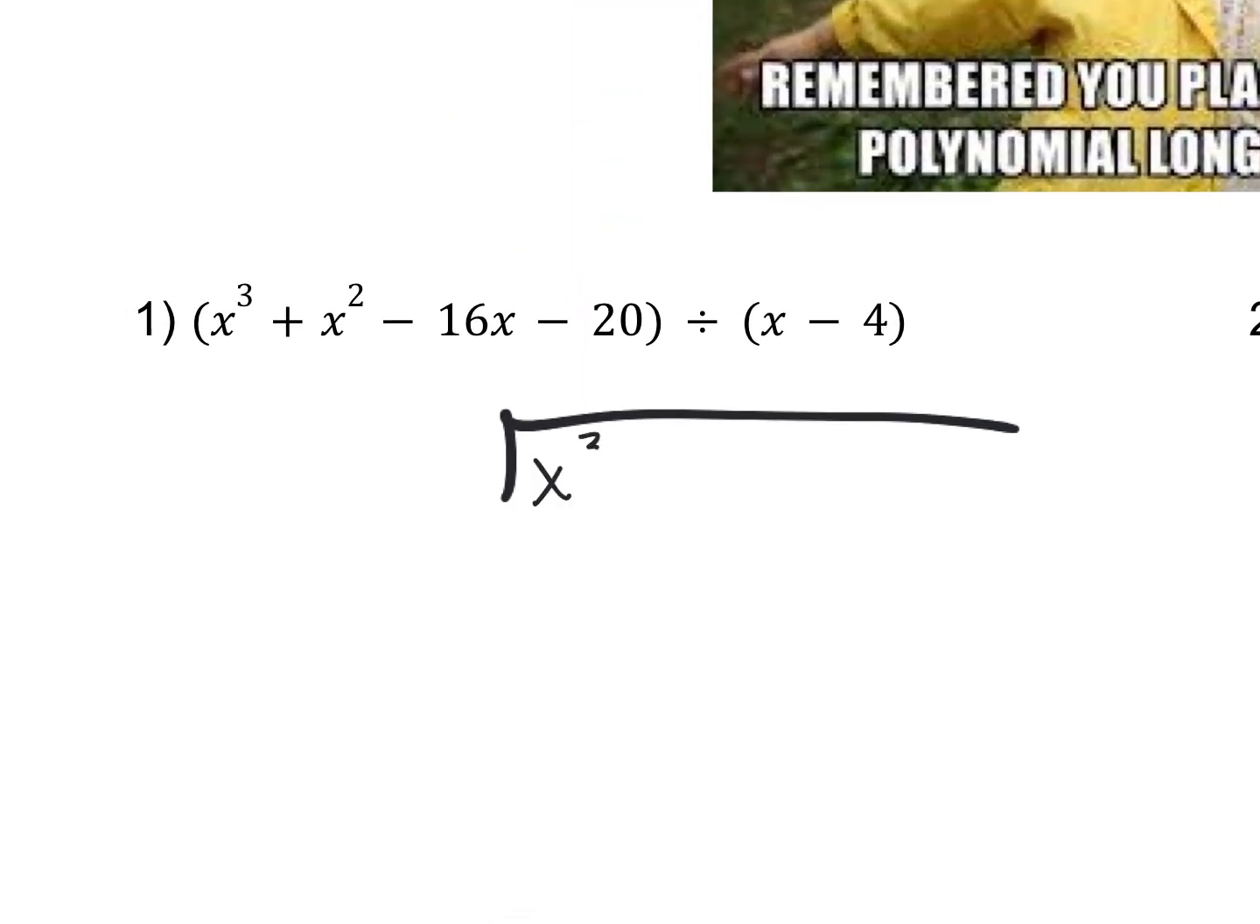Okay, so we've got x cubed plus x squared minus 16x minus 20 in this first one, and x minus 4 over here. Actually, I'm going to do that in black ink. Okay, so here's our equation. You may ask, like, hey, Mrs. Roeder, why can't I just use synthetic division?